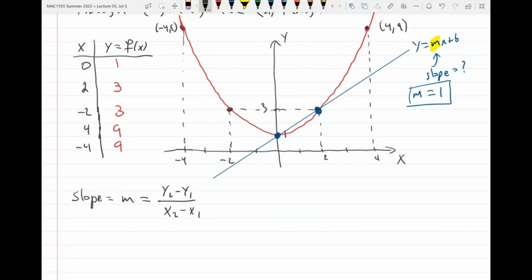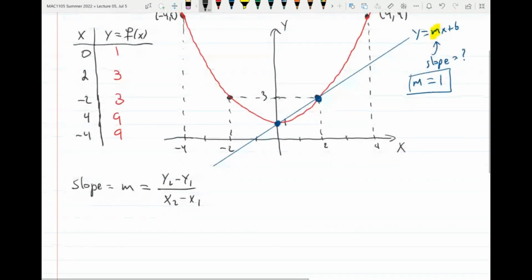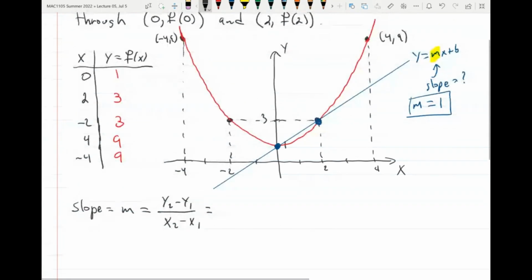Now, rise over run is misleading because if your line is going down, it's not really rise over run. It's fall over run, because you are falling to go to the other point. You're not really rising, because you read from left to right. But anyway, change in y over change in x is your formula for the slope.